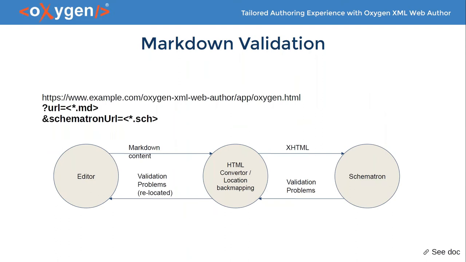Now, I want to explain how Markdown is validated with Schematron. The Markdown document is first converted to XHTML because Schematron works only with XML documents. Then, the converted XHTML is validated against the Schematron provided with its query parameter, and a set of validation problems or errors are mapped back into the original document, and Web Author can highlight the exact line and column or particular word that is not valid, or that violates a specific rule defined in Schematron.